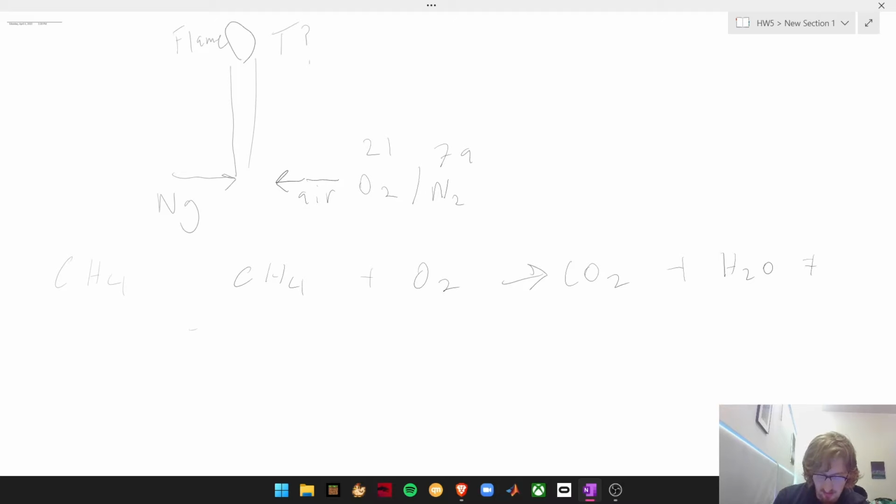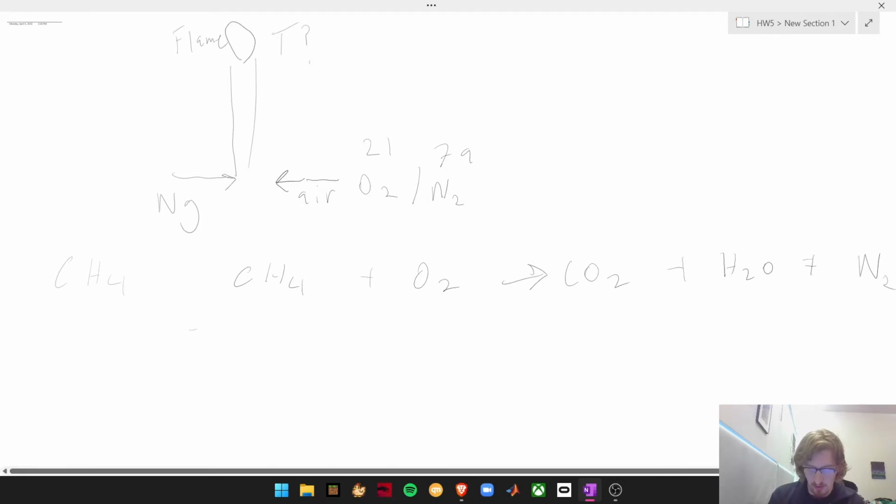And then this nitrogen isn't going to be part of the combustion, but it's going to be along for the ride, and we're going to need to include it because as the flame is produced, the nitrogen is going to have to be heated as well, so we're going to need to include it in our equations. So we'll have some N2 along for the ride. So right off the bat, we see that only one product on our right-hand side has any carbon, and only one product has any hydrogen. So we need to match those up.